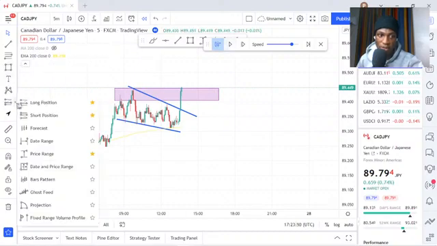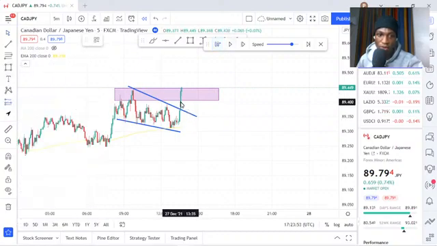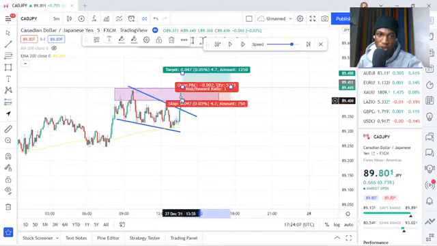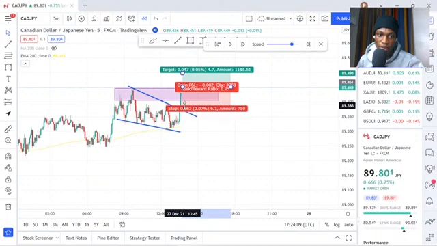What has happened? It broke out from the resistance, which was difficult for it to break out from, and closed. Remember, the market tried to test it, couldn't break out, and now it has broken out. It has also broken out from this zone, so I can decide to hop on a long position right there, set my stop loss at this resistance, and then take profit.